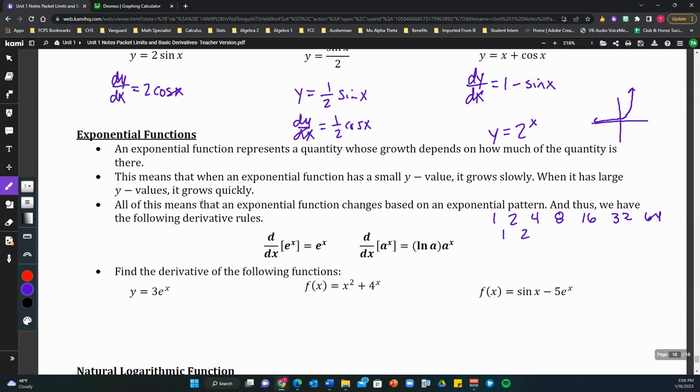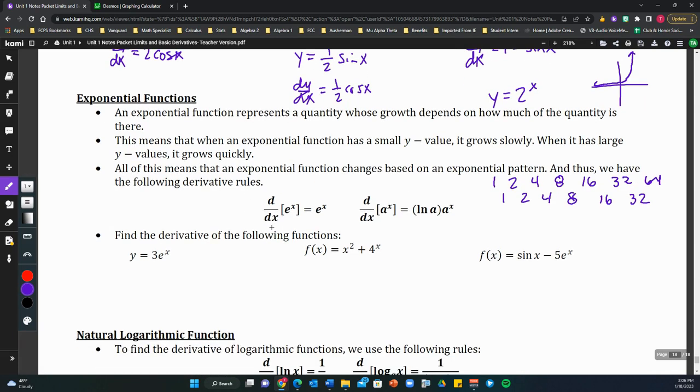2 to 4 is plus 2. 4 to 8 is plus 4. 8 to 16 is plus 8. Plus 16, plus 32. If you notice, this is the exact same set as before. So this exponential pattern is changing based on an exponential pattern as well. That is a special relationship with exponential functions and their derivatives. There is a direct correlation between the y values of an exponential function and how they grow. So what that means for us for derivatives is we have two special rules here.